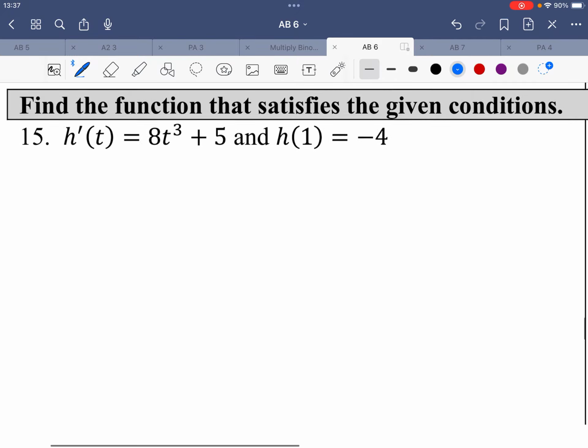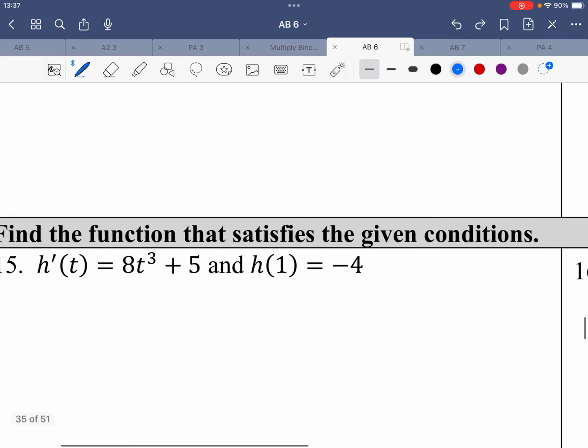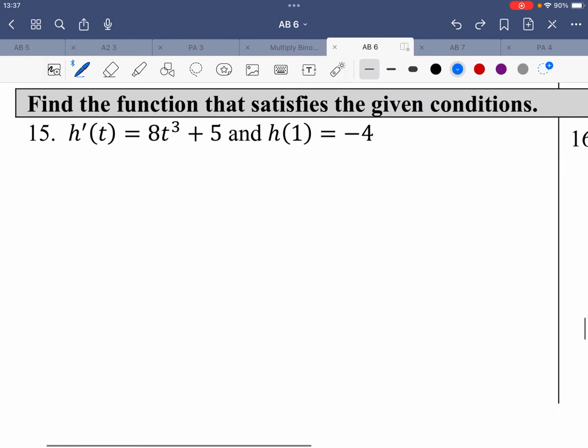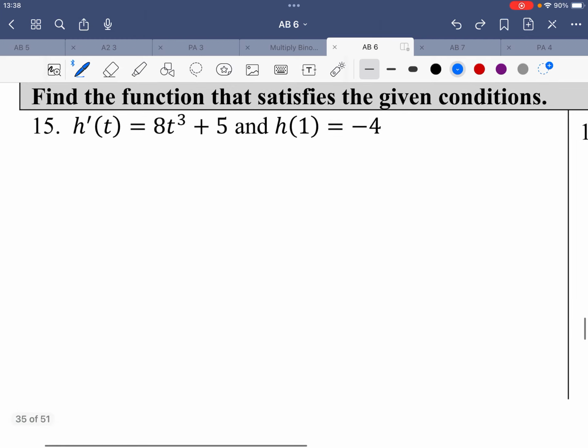Okay, here they ask you to find a function that satisfies the given condition, so we actually have to use the antiderivative and then use that condition to find the particular solution. Here we're finding the general solution, that's why we have the plus c. Here we're going to have to find the value of that. This is really what we're going to be doing in Unit 7, differential equations, but we already know how to do this part.